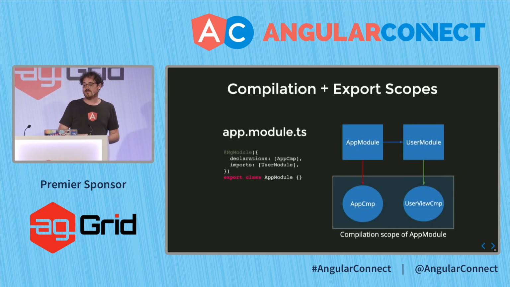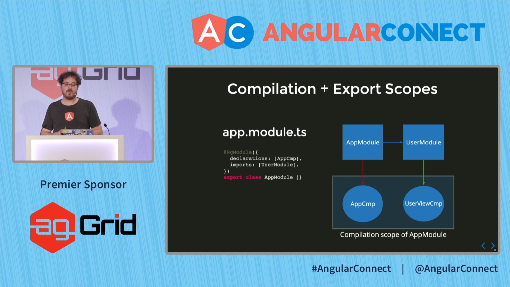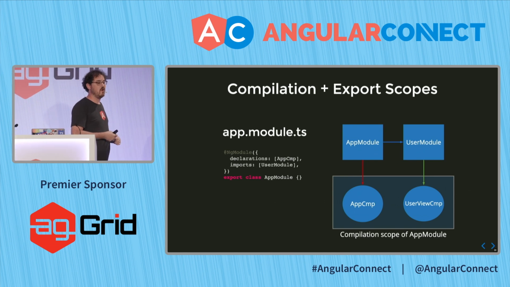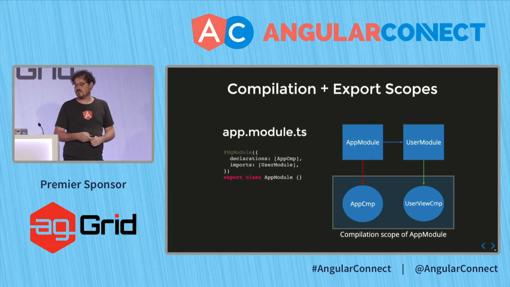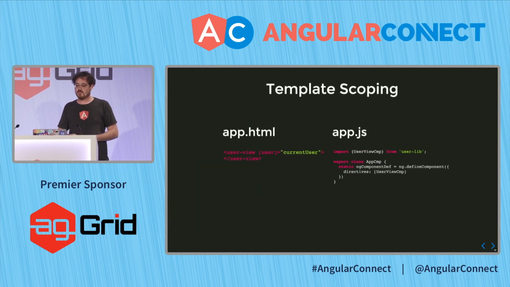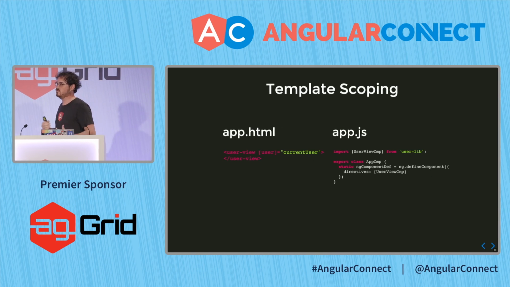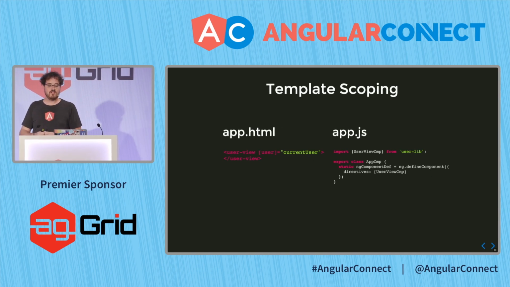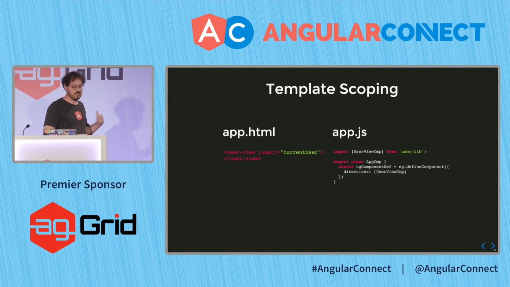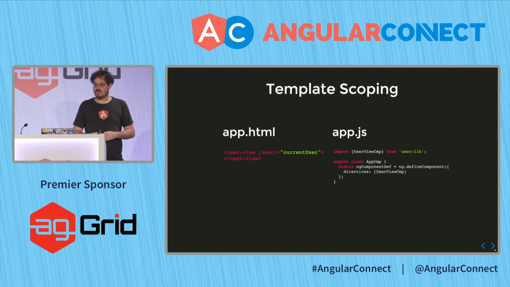This is the set of components that this module makes available to any module that happens to import it. So I've used a green arrow here for export, as opposed to a red arrow for declaration. So in this case, the app module's compilation scope includes both the single component that it declares, which is the app component, and the export scope of all the modules that it imports. So in this case, the user view component via the user module.